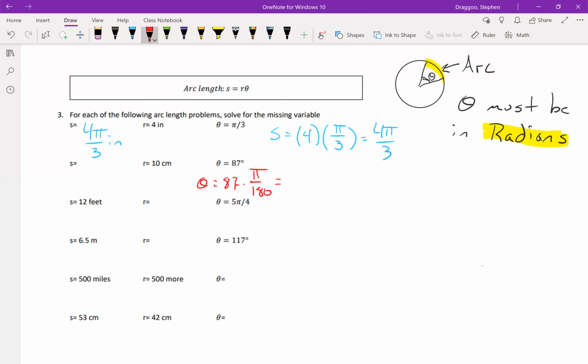Looks like both of those are going to be divisible by 3. So that's 29 pi over 60. So then our arc length should be all of that multiplied together. 10 centimeters times 29 pi over 60, which simplifies to 29 pi over 6. This time we're in centimeters.